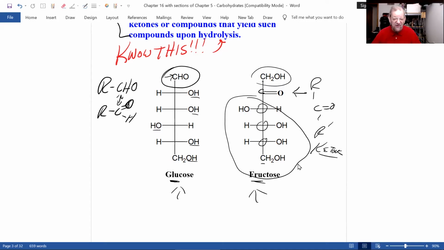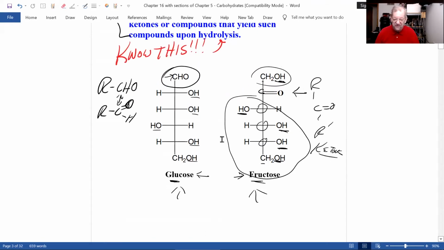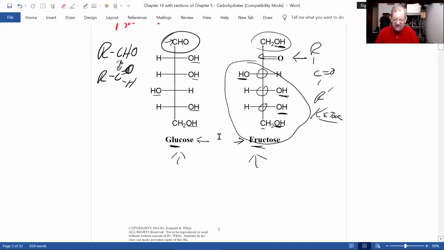And fructose has 1, 2, 3, 4, 5 alcohols, and therefore this is a polyhydroxyl ketone. Therefore, fructose is also a carbohydrate like glucose. Now, you don't usually think of that, but yes, they are. And I won't ask you to draw ever the structure of fructose, but you should be familiar with it, and you'll see why we do some chemistry with it.